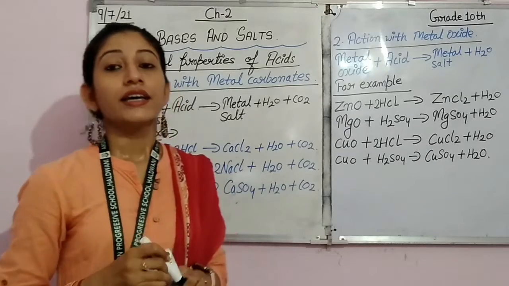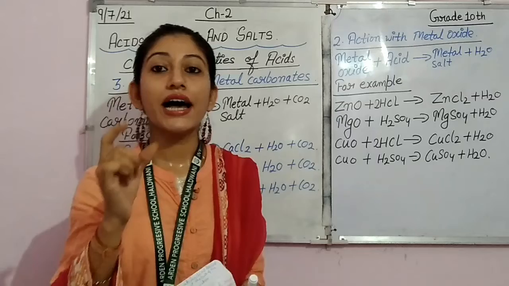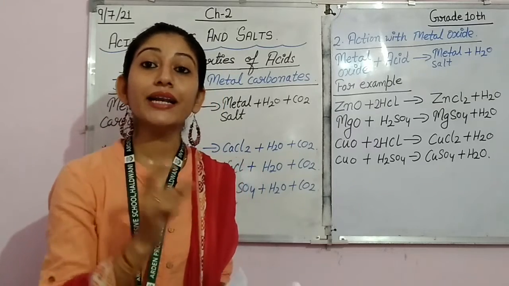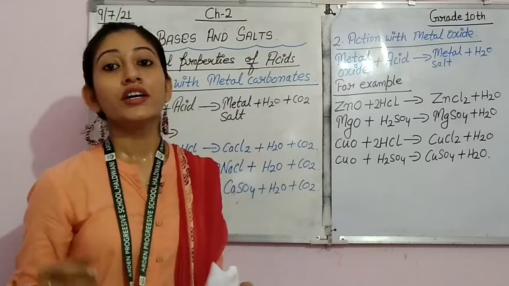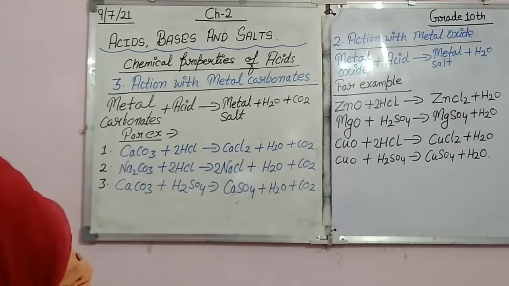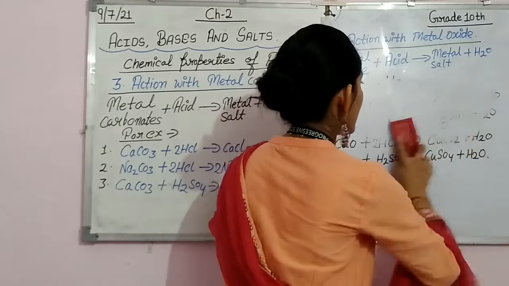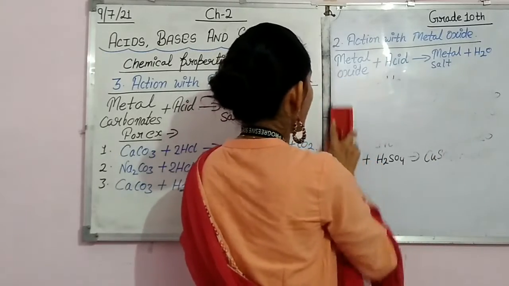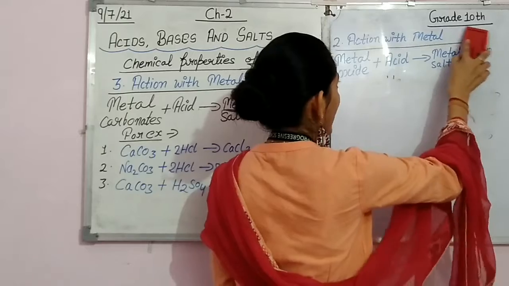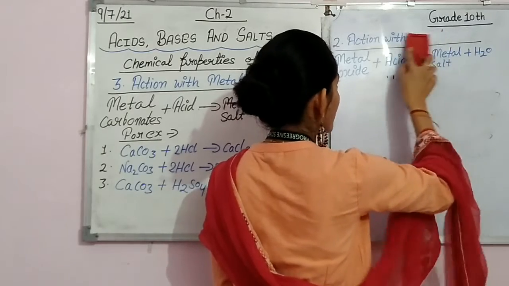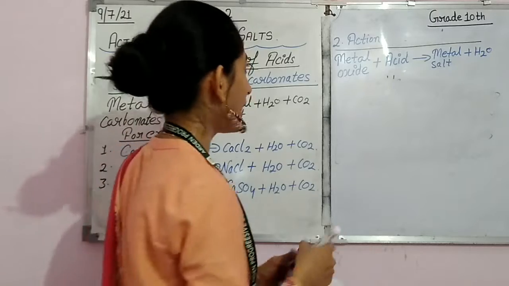As acids react with metal carbonates, similarly, students, acids also react with metal bicarbonates, or metal hydrogen carbonates. So let's see how it reacts and what type of reaction occurs there. Here we are going to see the action with metal bicarbonate.